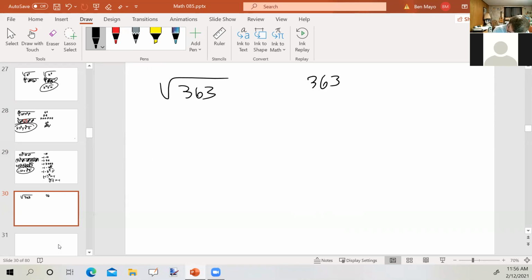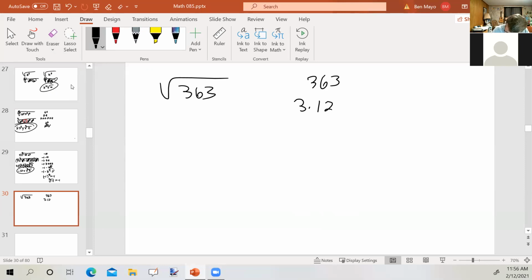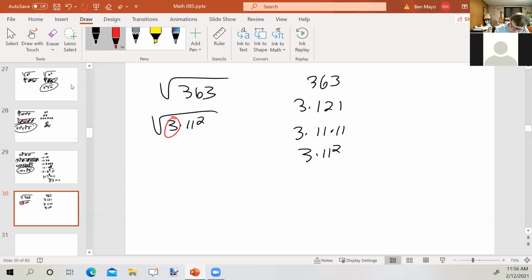Well, 363 is 3 times 121, which is 3 times 11 times 11. So this would be 3 times 11 squared. Okay. So I've got squares and leftovers. The 3 is not going anywhere. What's the square root of 11 squared? It's 11. So I get 11 square roots of 3.